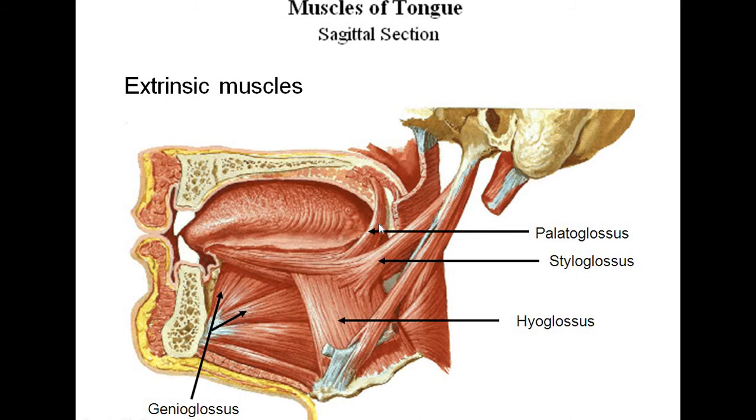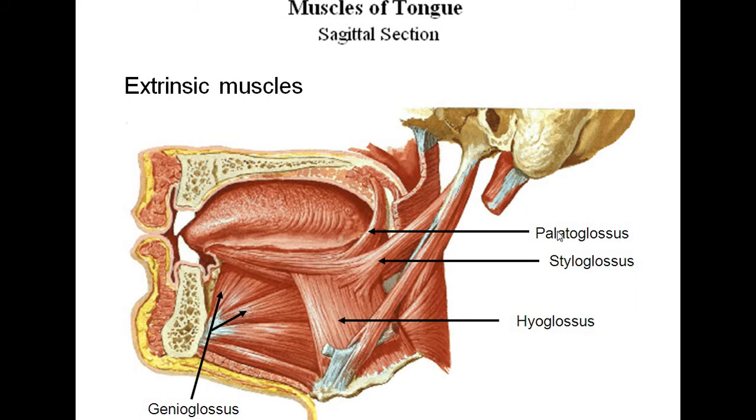The palatoglossus muscle takes origin from the oral surface of the palatine aponeurosis, and the fibers are inserted at the lateral side of the tongue. The contraction of this muscle will elevate the root of the tongue upward. It is the palatoglossus muscle that elevates the root of the tongue.